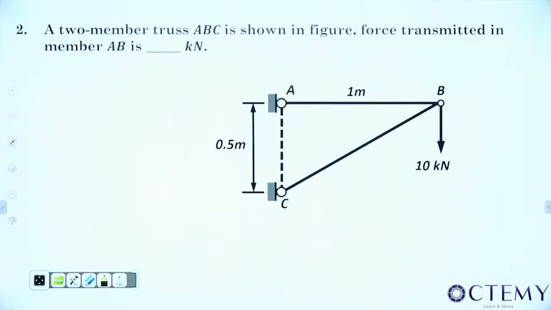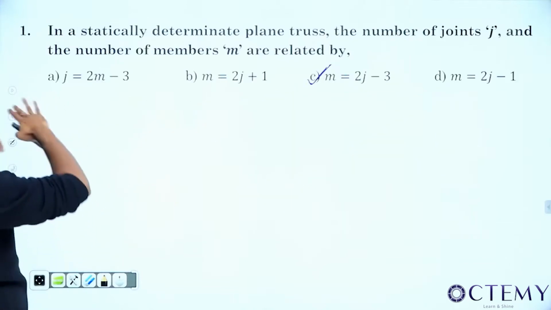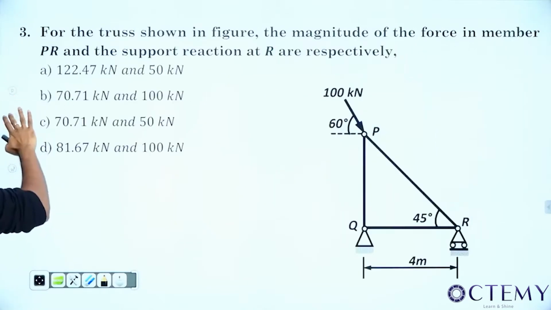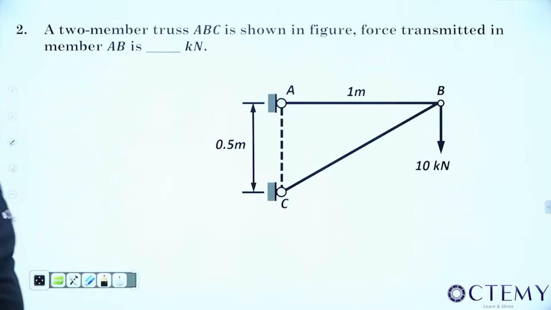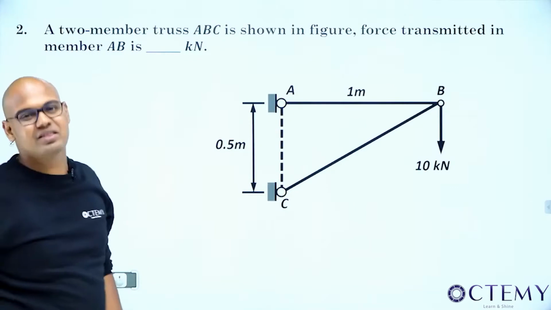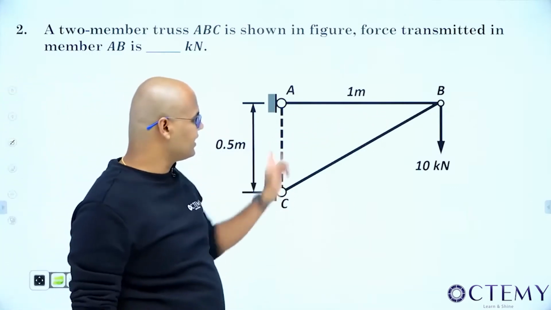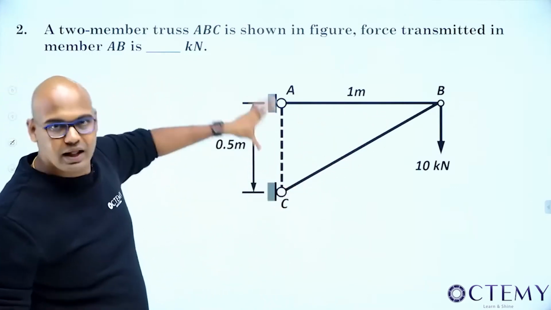Listen. A two-member truss ABC. This question is very simple. Already you know I have solved it in the truss algebra, that's why I'm moving forward. A two-member truss ABC. Sir, for a truss, how many minimum members should there be? Three. Now, what is the two-member truss? A, B, C, two are there. The third is the wall. That is also a member.